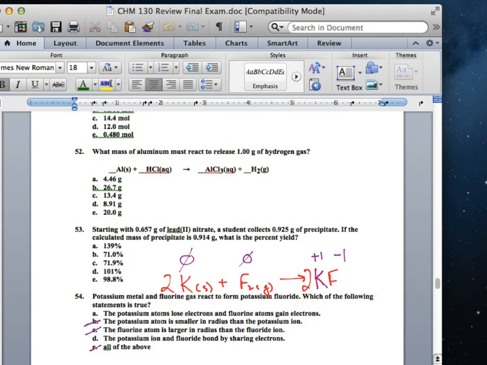Potassium ion and fluoride bond by sharing electrons. Ooh, what does that mean? Tricky. That's not true. It's an ionic bond. Don't share it. By definition, in an ionic bond, the electrons are not shared. It is a transfer of electrons. That one is not true. Your potassium atoms lose electrons and your fluorine atoms gain electrons is your answer.